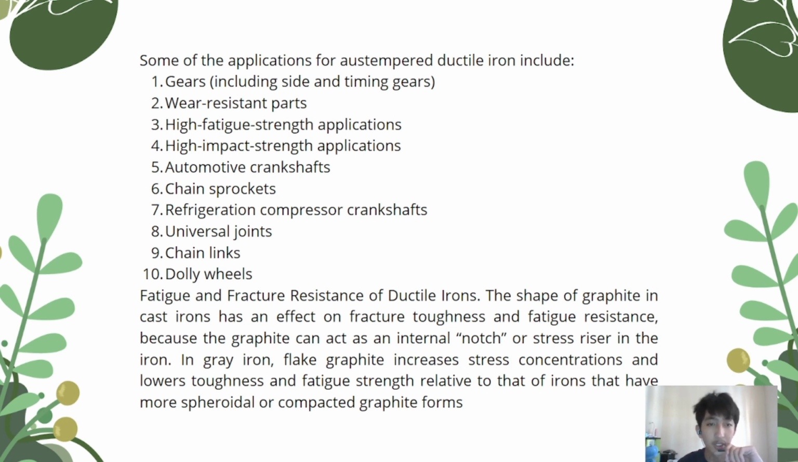Fatigue and fracture resistance of ductile irons. The shape of graphite in cast iron has an effect on fracture toughness and fatigue resistance because the graphite can act as internal notches or stress raisers in the iron. In gray iron, flake graphite increases stress concentration and lowers toughness and fatigue strength relative to that of irons that have more spheroidal or compact graphite forms.